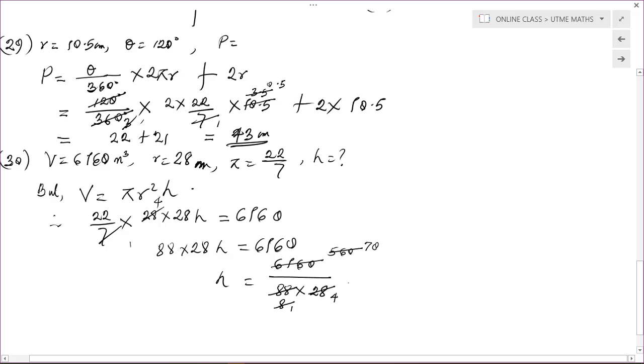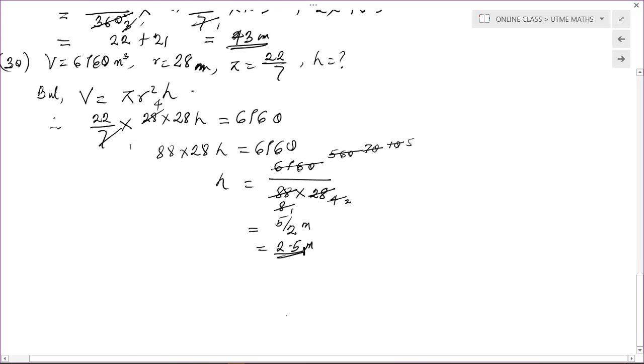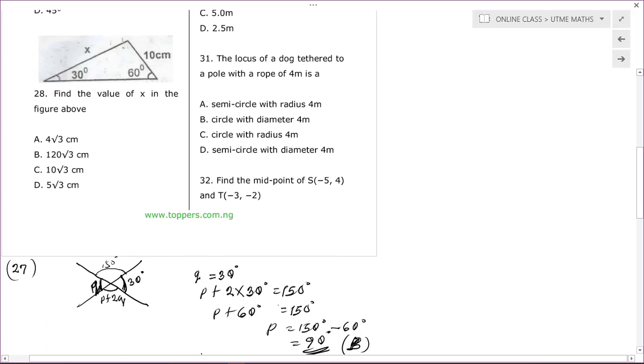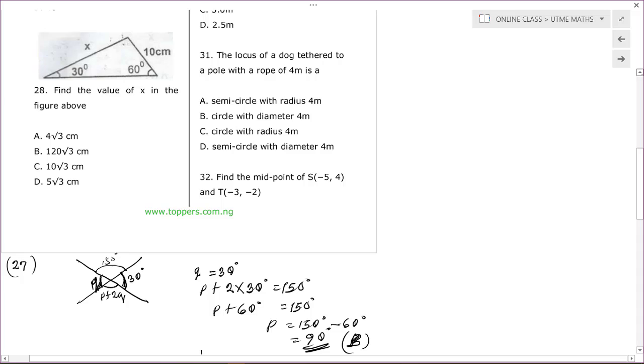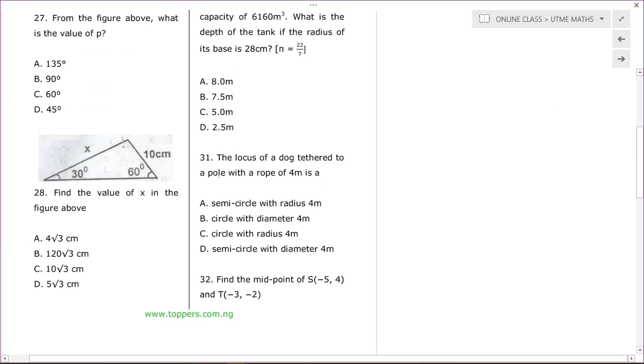Then let's go again. 7 here 4, 7 here 10. Then we have 2 here. 2 here 5. That's 5 over 2 meters, which is same thing as 2.5 meters. That's why in JAMB you don't need a calculator most of the time. Use your head and get it right. So now here, our final answer in this case is 2.5 meters.